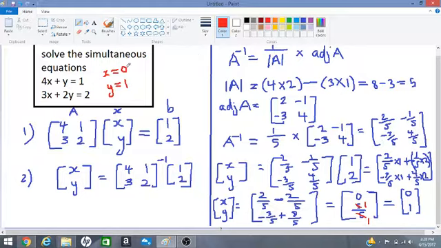If we substitute 0 into any equation for x, we'll have 4 times 0 is 0 plus y, which is 1, and we will get back 1. If we substitute x equals 0 into the second equation, 3 times 0 is 0 plus 2 times 1 will give us 2. So our answers are correct, and this is how we use matrices to solve simultaneous equations.